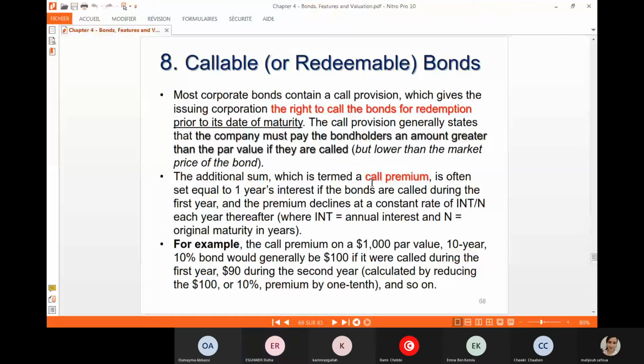Only companies can sell what we call in finance callable bonds. Bonds that contain a call provision. This call provision gives the corporation, the issuing company, the right to call the bonds for redemption, for payment, for reimbursement prior to its date of maturity.